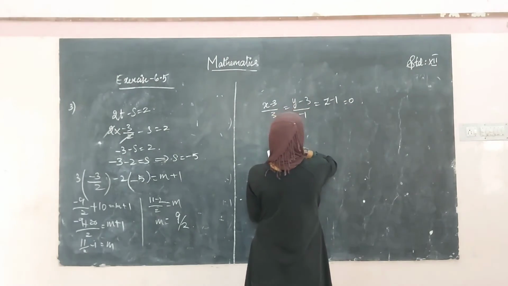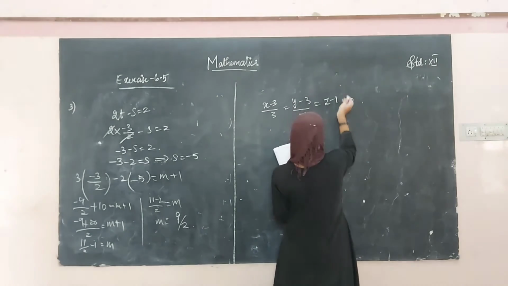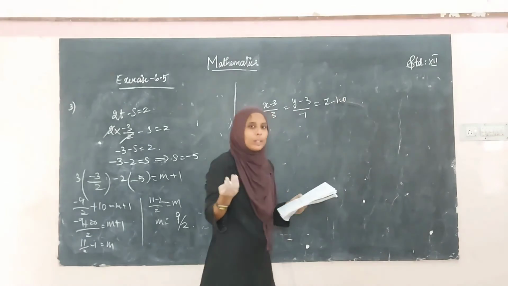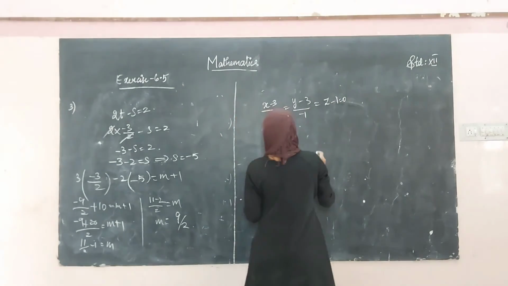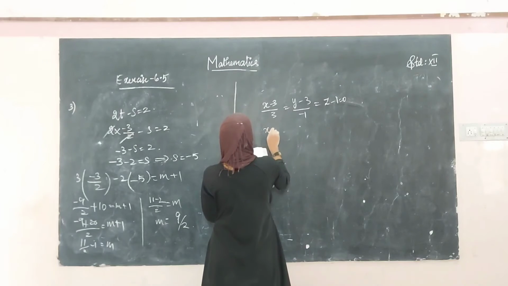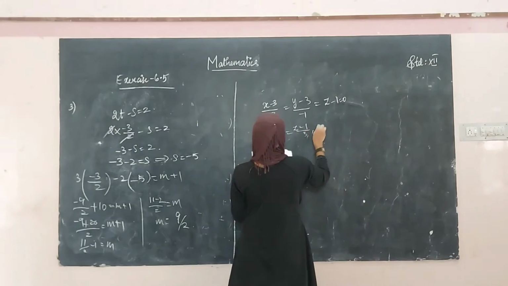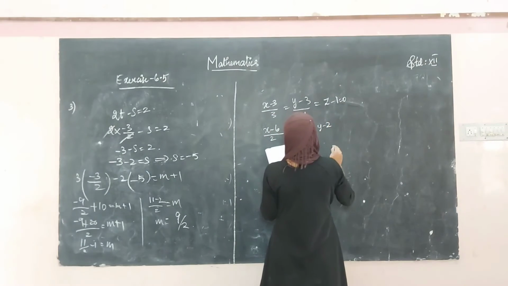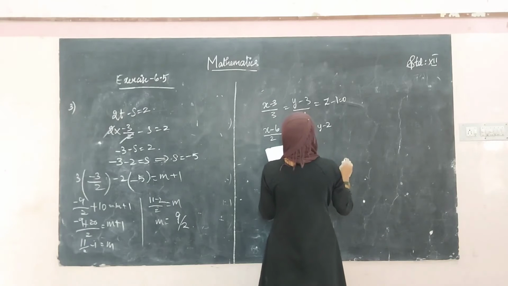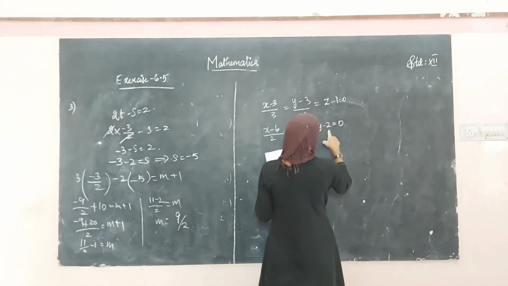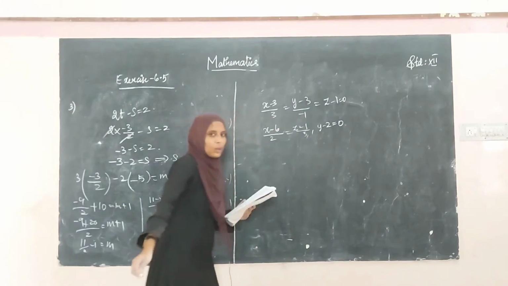So what is z minus 1 equal to 0? Then z minus 1 equal to 0 means the value of z is equal to 1. Okay, and again what they have given here, next term is x minus 6 divided by 2 is equal to z minus 1 divided by 3 equal to y minus 2 equal to 0. What does that mean? Y minus 2 means the value of y is 0.